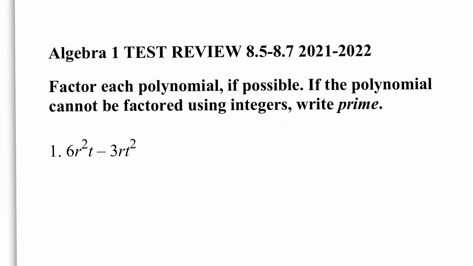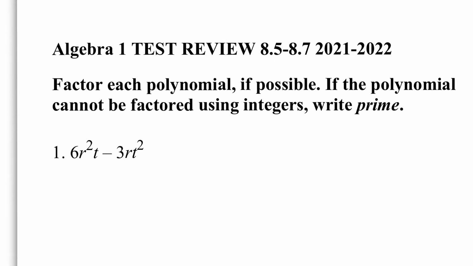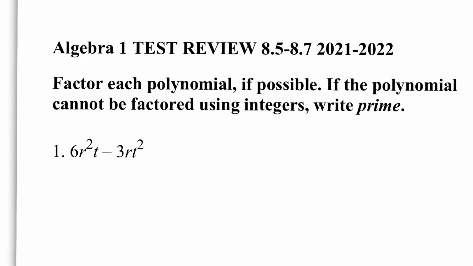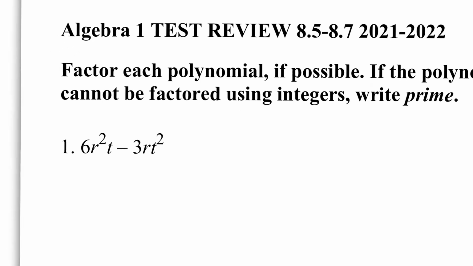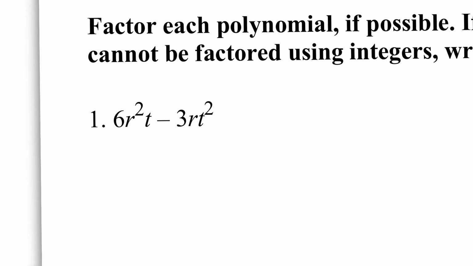The instruction says you want to factor each polynomial if possible, and if you cannot factor the polynomial, you can write the word prime. When we see the word prime, it means you cannot factor that polynomial. So for number 1, we have a binomial, 6r squared t minus 3r squared.